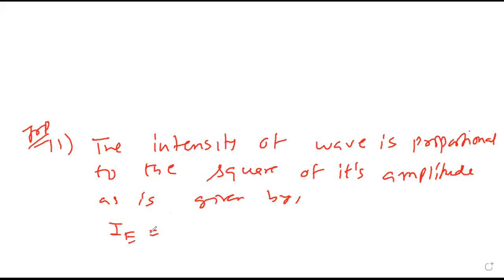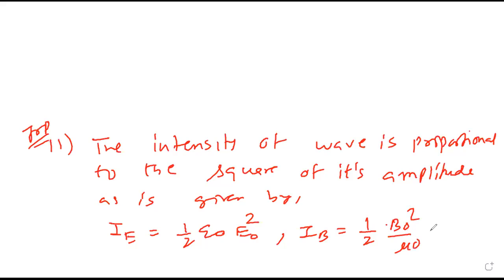Intensity due to electric field is half of epsilon naught into electric field square. We are going to study in 12th standard how that intensity is half epsilon naught E square, and due to magnetic field, both derivations are there in 12th, is half of B naught square upon mu naught. Here B comes in place of E, and epsilon naught becomes 1 upon mu naught. We'll study this in 12th, in the chapter called magnetic field, in the AC circuit chapter, and in electrostatics.